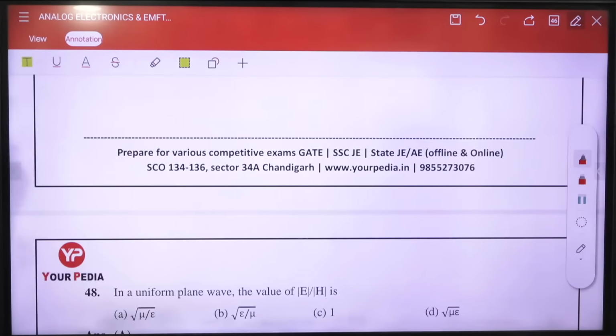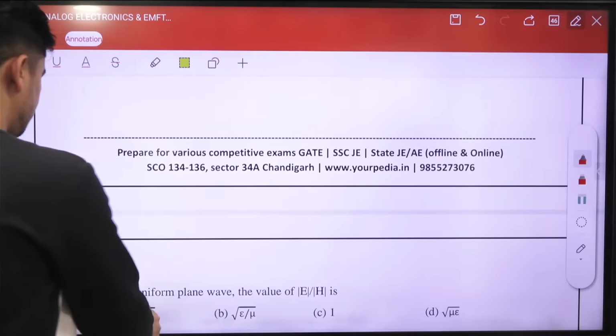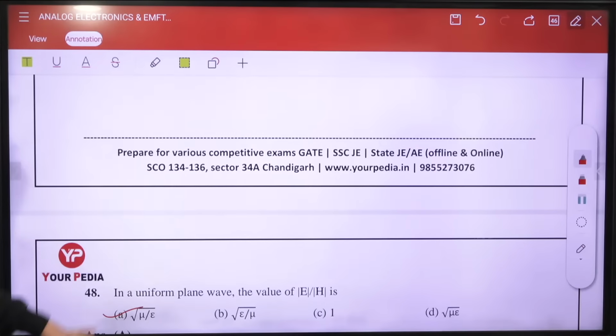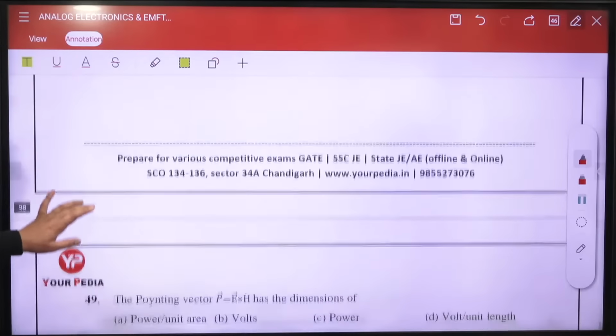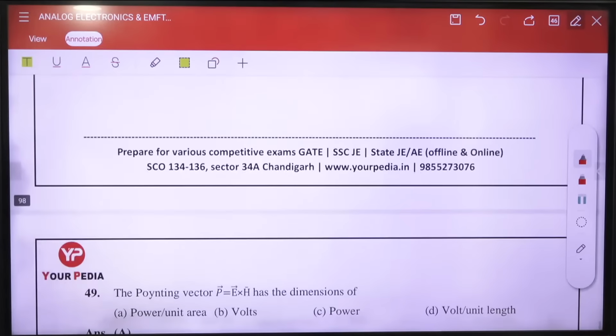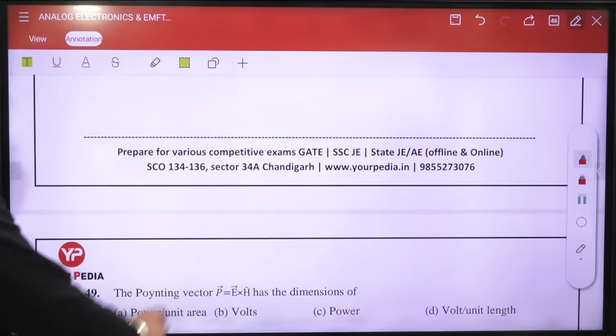For a uniform plane wave, again E upon H is going to be eta. Eta is under root of mu by epsilon. The Poynting vector has a dimension of power per unit area, that is, power per unit area.